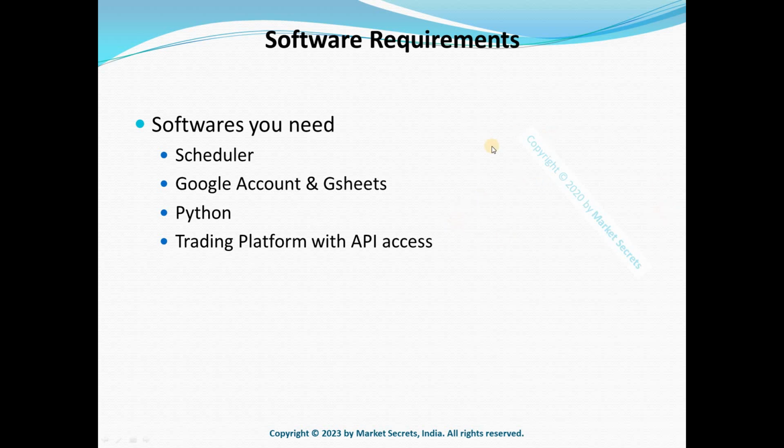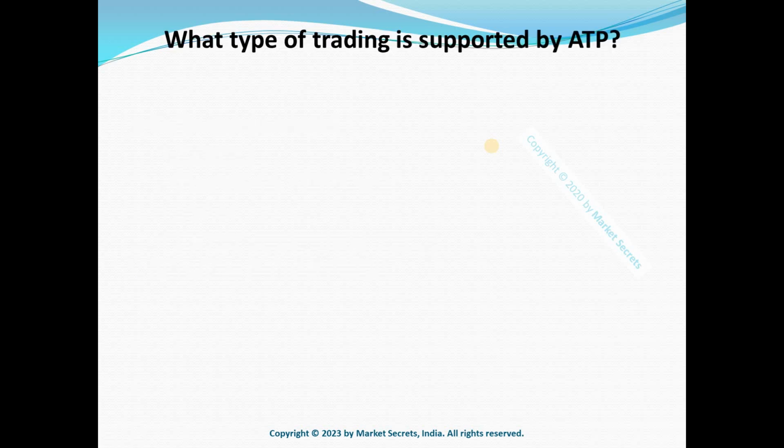You also need a trading platform with API access, which we recommend to be Kotak. We need a trading platform with API access to find the trades, trigger the trades, and monitor the trades. For that purpose we went ahead with Kotak. So these are the things that you need from a software perspective. All of this is entirely free, so there is no cost involved at all.